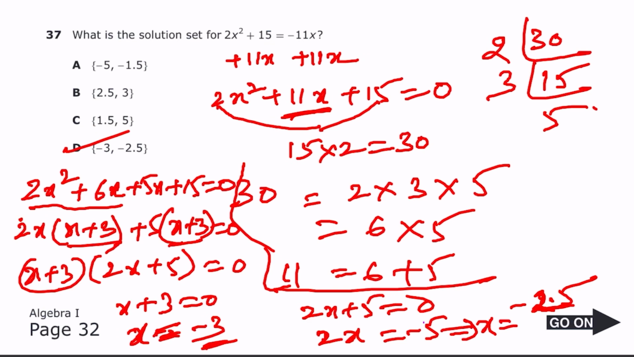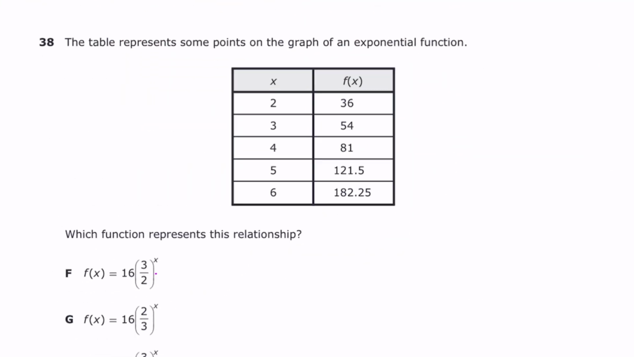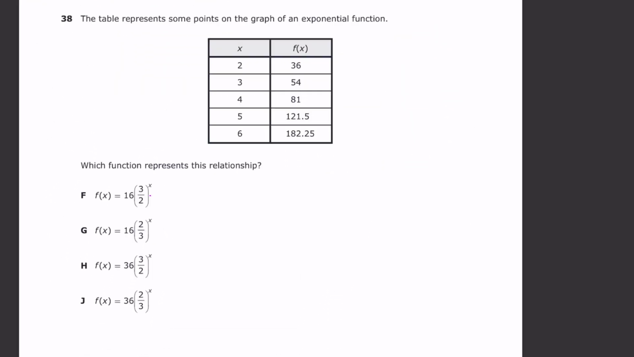Minus 3 and minus 2.5. Next, going into the 38th one. The table represents some points on the graph of an exponential function. Which function represents this relationship? It's an exponential equation, so you have y = f(x) = a into b to the power of x over here. Now it is an increasing function, so b is definitely greater than 1.